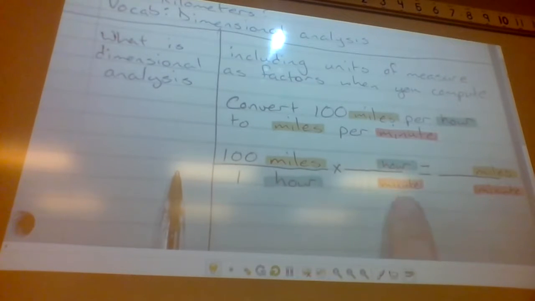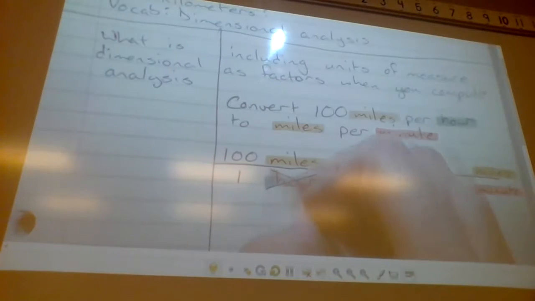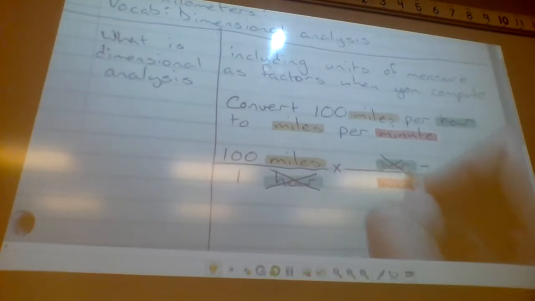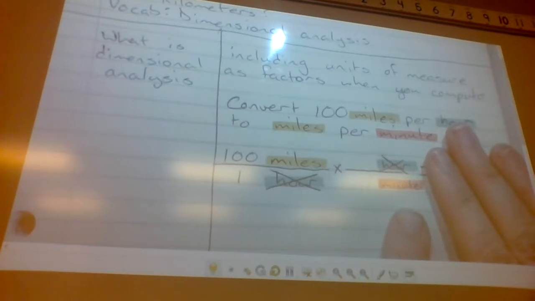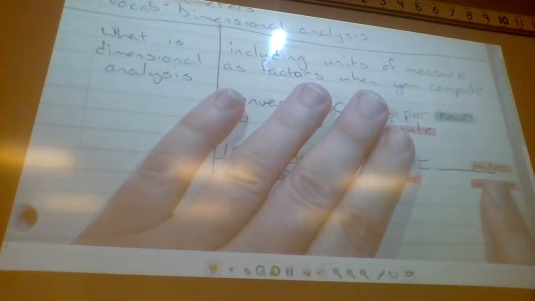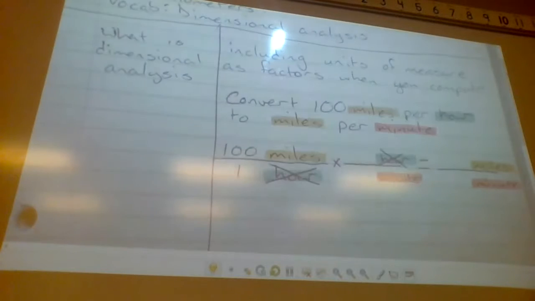Are miles and minutes the same? Are hours and hours the same? Yes. We're going to cancel those out. Just the label, no numbers, it is just about that labeling. If you have an hour in the numerator and an hour in the denominator, can you cancel them out? Yes. Now look what labels are left right here. Isn't that what we want at the end? Yes. That's why we do it.